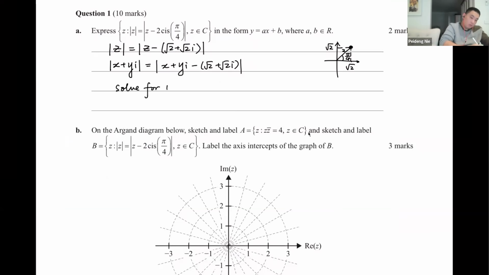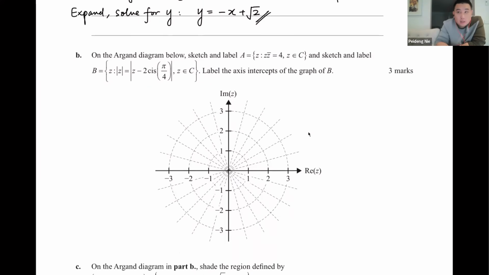Solve for y. Let's say expand and solve for y. y = -x + square root of 2, okay? And you should know that root 2 is roughly 1.414, etc., okay? Slightly below 1.5.